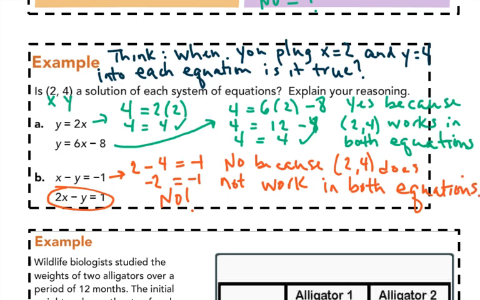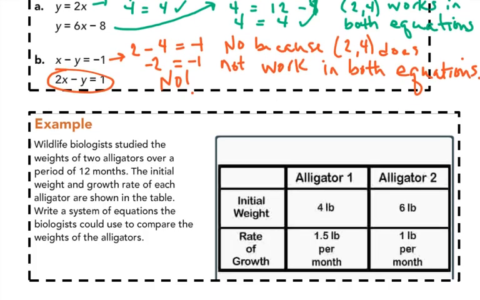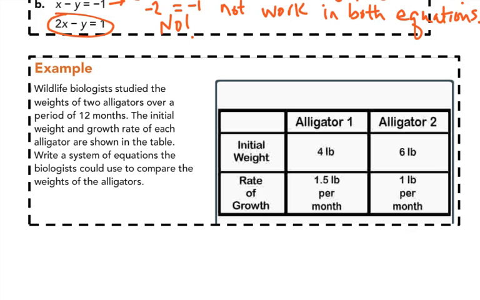All right. We have one more example to do, and that is setting up a system when we are given a real-world situation. So in this example, wildlife biologists studied the weights of 2 alligators over a period of 12 months. The initial weight and growth rate of each alligator are shown in the table. We are asked to write a system of equations the biologists could use to compare the weights of the alligators.